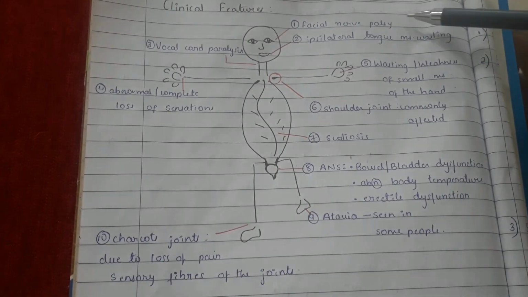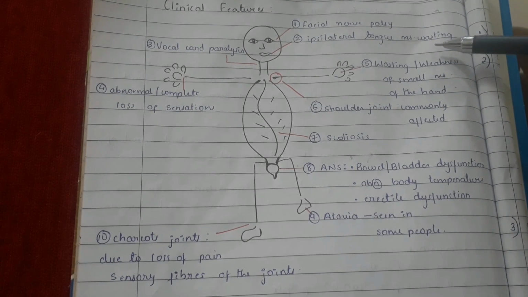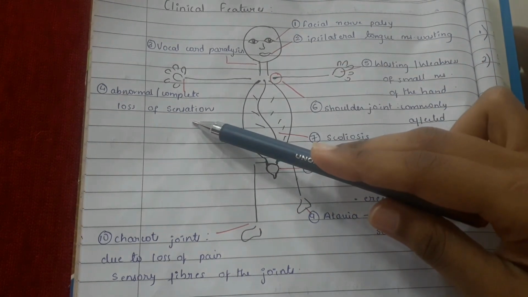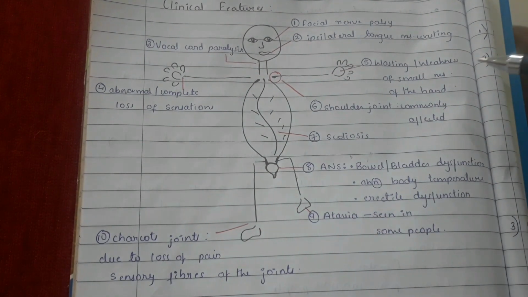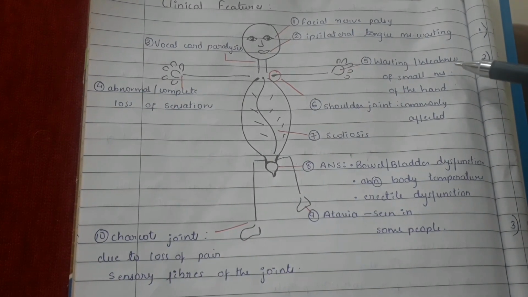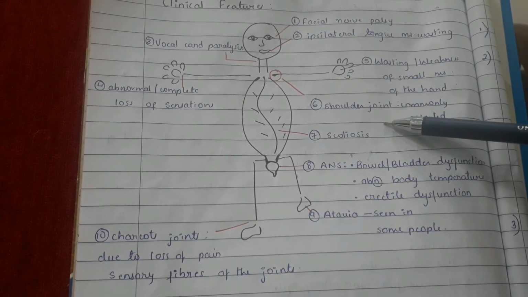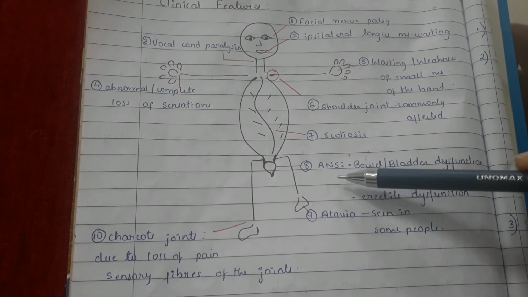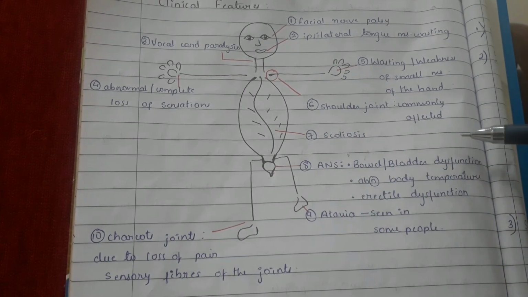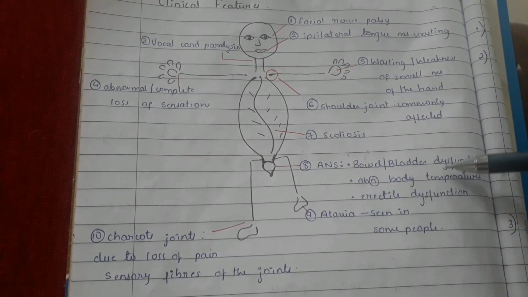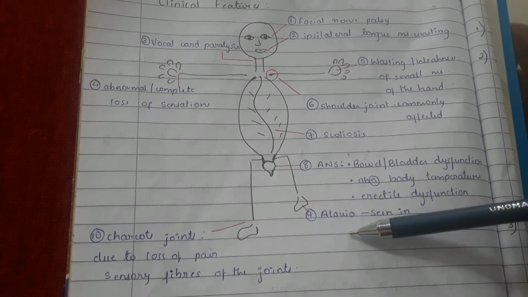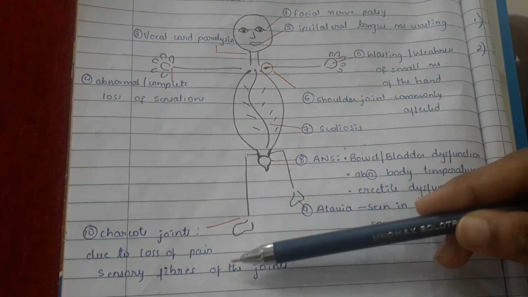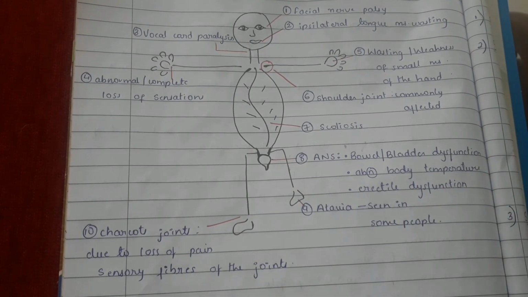So the first one is facial nerve palsy, ipsilateral tongue muscle wasting, vocal cord paralysis, abnormal or complete loss of sensations, wasting or weakness of the small muscles of the hand, shoulder joint is most commonly affected, scoliosis in the spine, autonomic nervous system shows bowel or bladder dysfunction, abnormal body temperature, erectile dysfunction, ataxia is seen in some people, Charcot's joints due to loss of pain sensory fibers of the joints.